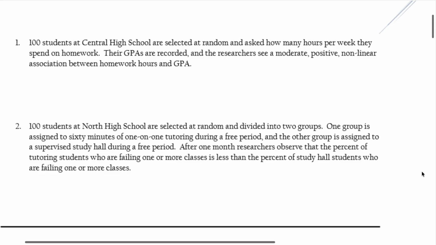2. 100 students at North High School are selected at random and divided into two groups. One group is assigned to 60 minutes of one-on-one tutoring during a free period, and the other group is assigned to a supervised study hall during a free period. After 1 month, researchers observed that the percent of tutoring students who are failing one or more classes is less than the percent of study hall students who are failing one or more classes.